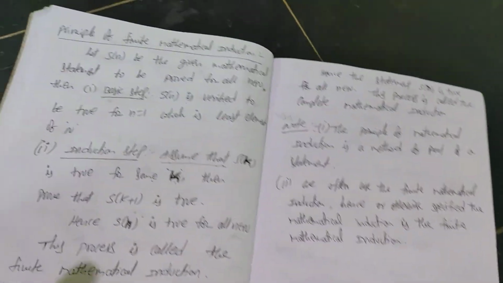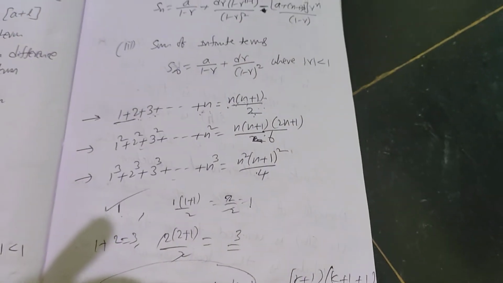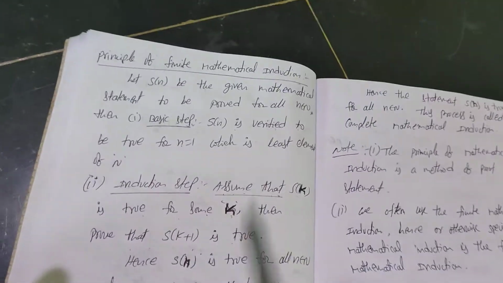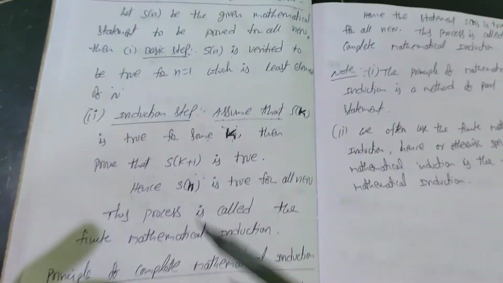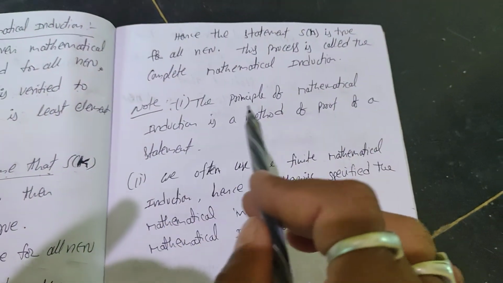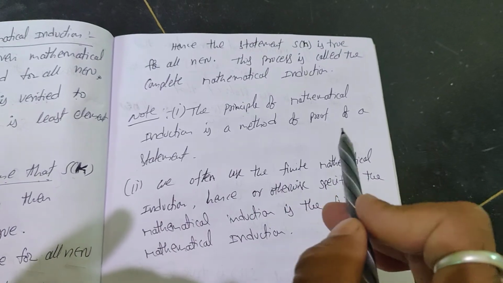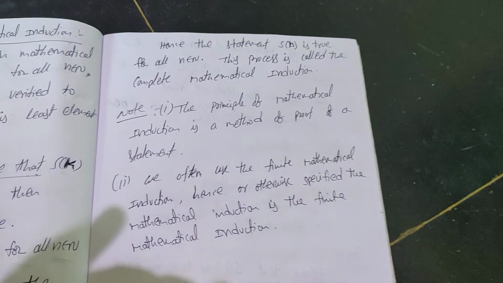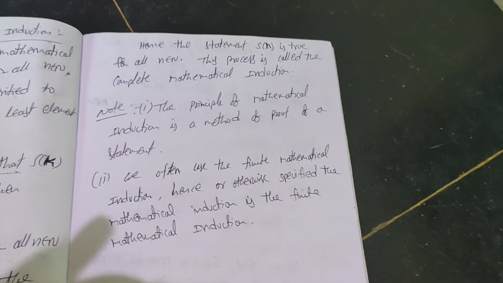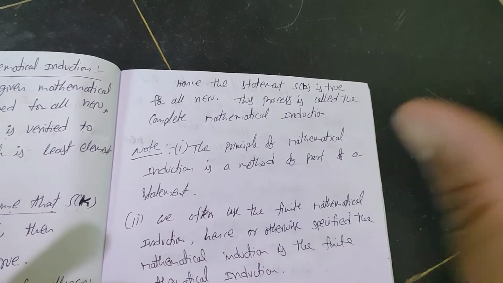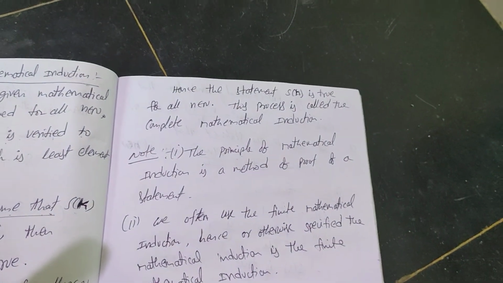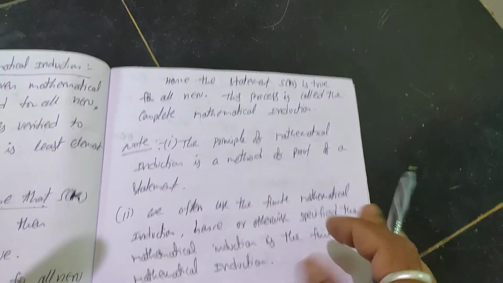So to prove these problems, which method do we have to use, either finite mathematical induction or complete mathematical induction? See here, I am giving the note. The principle of mathematical induction is a method of proof of a statement. There is no other meaning, it is nothing but a method of proof of a statement.